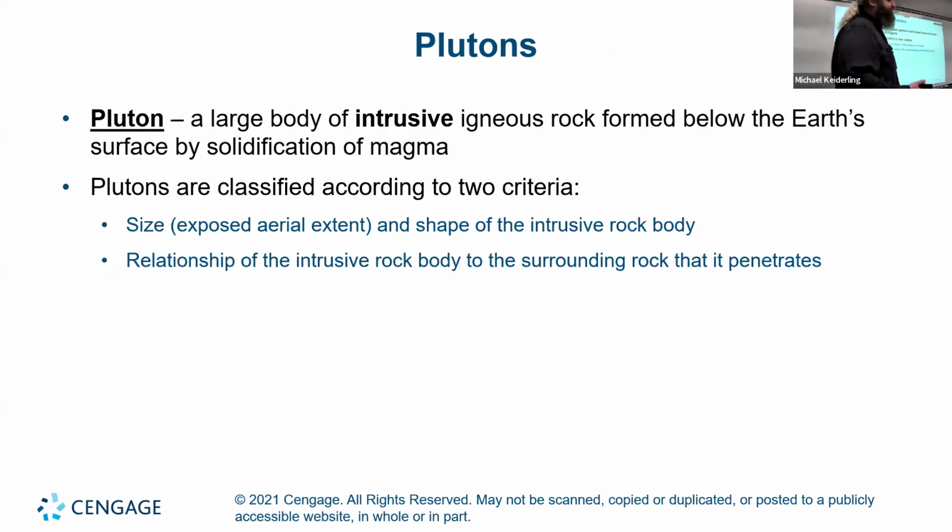When large igneous rocks form underground, they're called plutons. This is a large body of intrusive igneous rock that forms below the Earth's surface by the solidification of magma. Plutons are classified according to two criteria: their size and the shape of the intrusive rock body. How big they are, what their shape is, and their relationship to the surrounding rock. Do they just sit between layers, or do they cut across layers? That's sort of the idea.